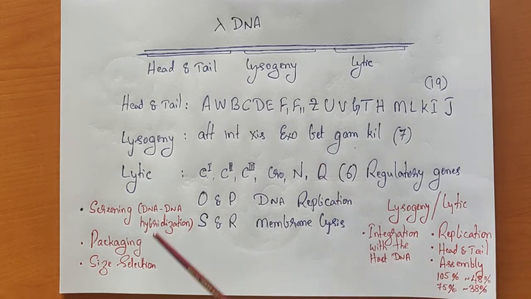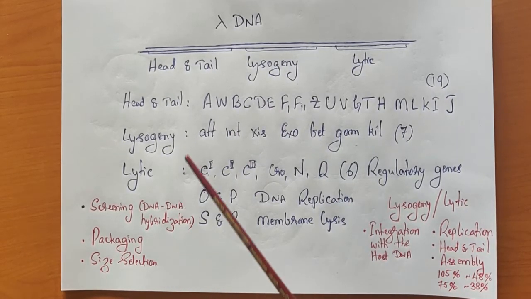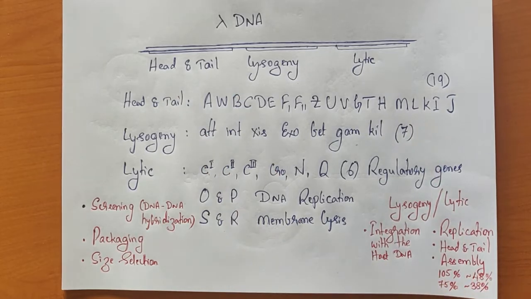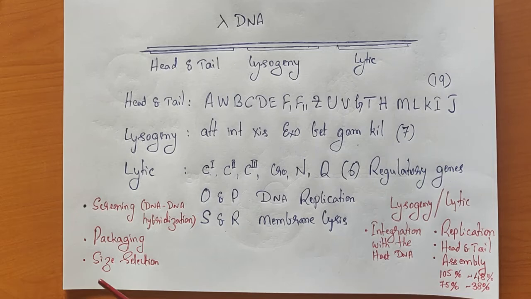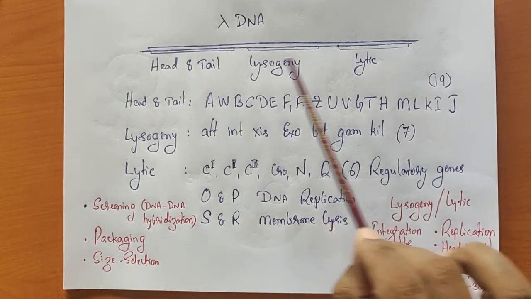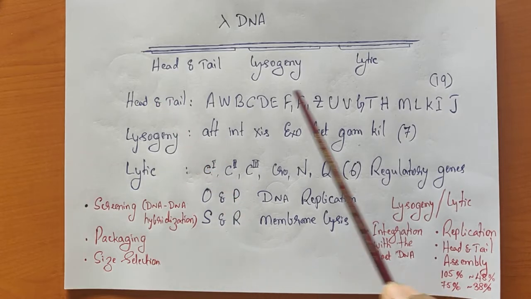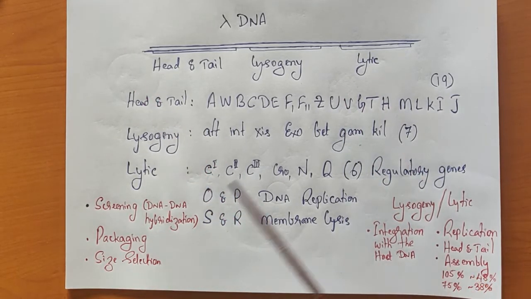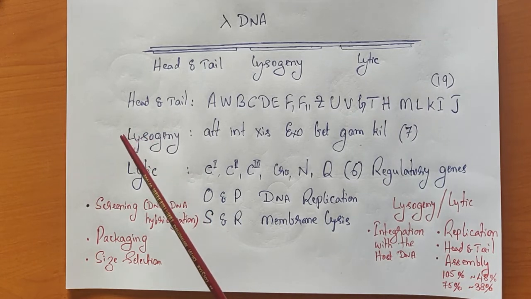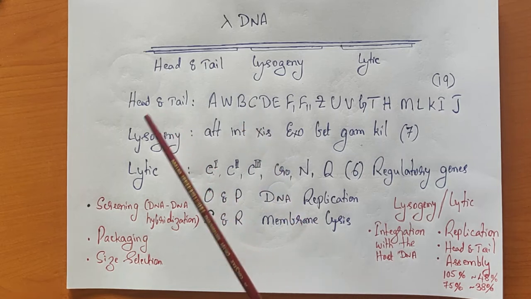Before getting into the lysogeny or lytic cycle, we will try to understand the arrangement of genes in lambda DNA. So we all know that this particular DNA has 48,502 bases and has 40 genes. The beauty of this lambda DNA is that the genes are all arranged in clusters, in functional clusters.